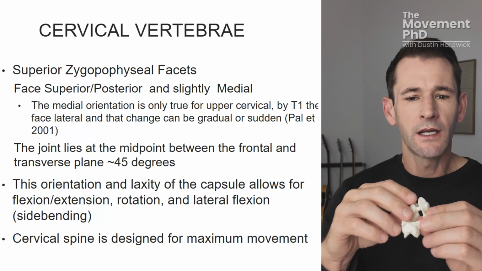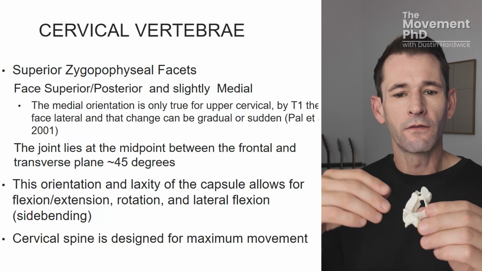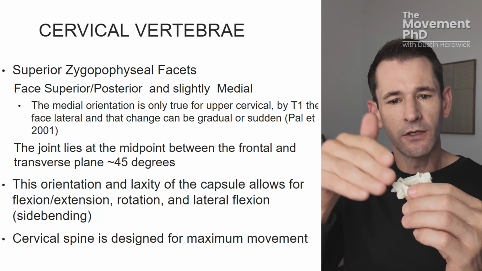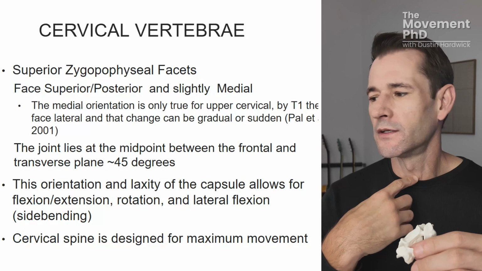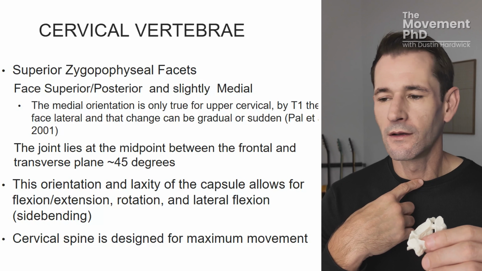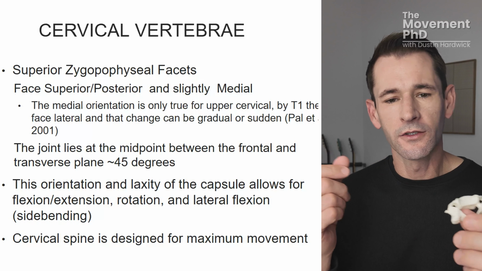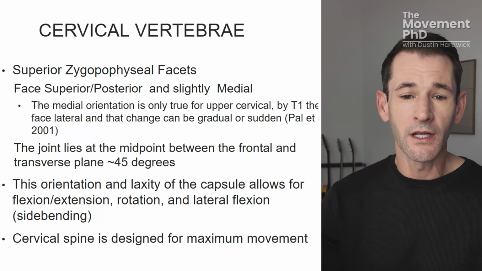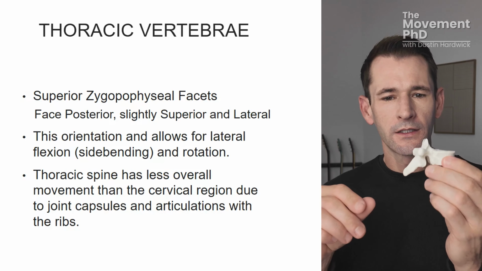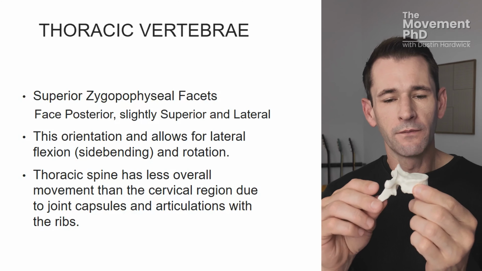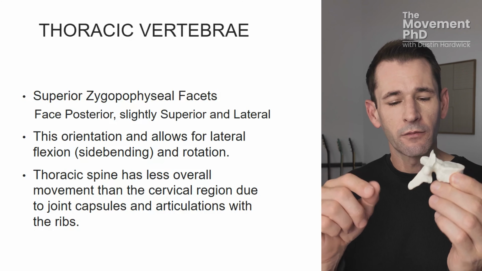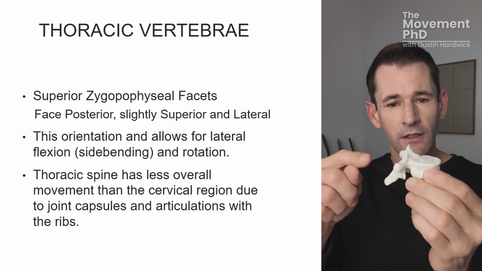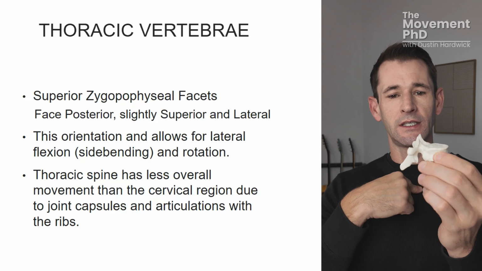These facets are sitting at about a 45-degree angle between the transverse plane and the frontal plane. That allows them to have a lot of rotation range. It also is the reason why there's a coupled pattern between rotation and side bending in the ipsilateral direction in that cervical spine. Let's next talk about our thoracic vertebra. What's unique about our thoracic vertebra? They have the spinous process pointed down, so inferior, so that supports that spine into extension.